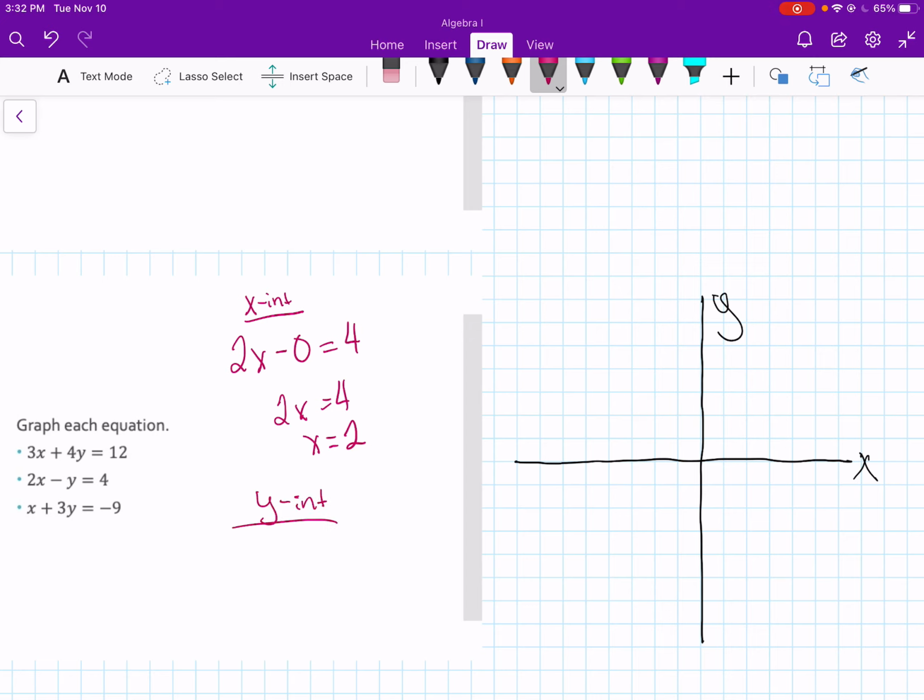Find our y-intercept. 2 times 0 minus y equals 4. So negative y equals 4. Y equals negative 4 by dividing by negative 1. So graph my intercepts. So 2, 0, and 0, negative 4. And then we just connect the dots.